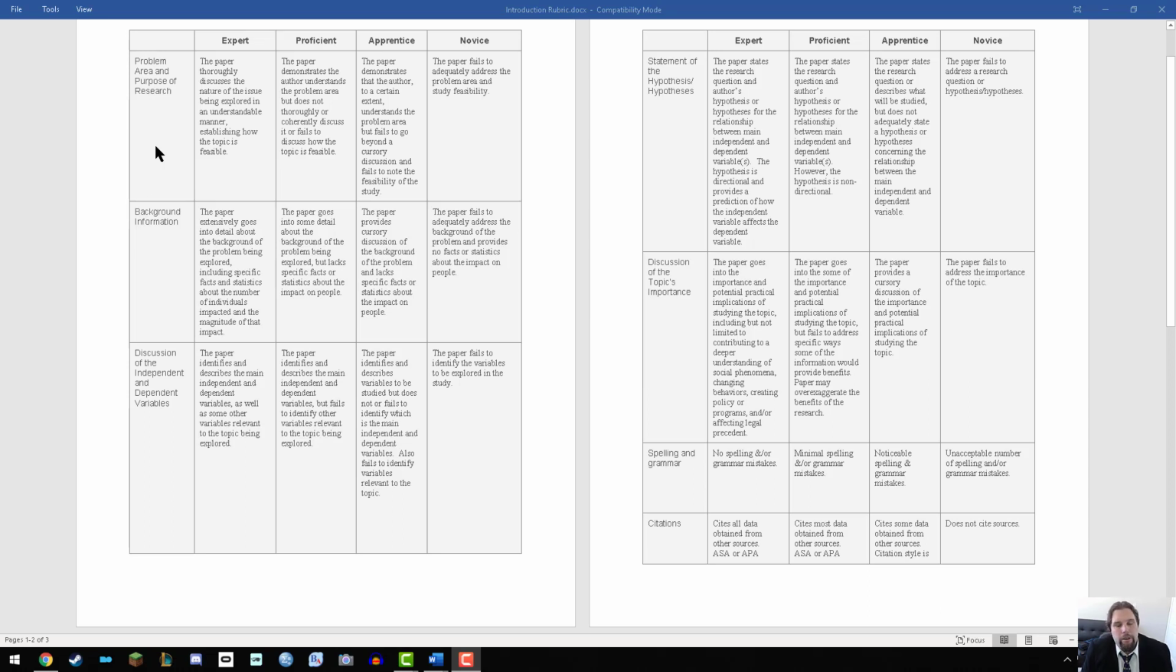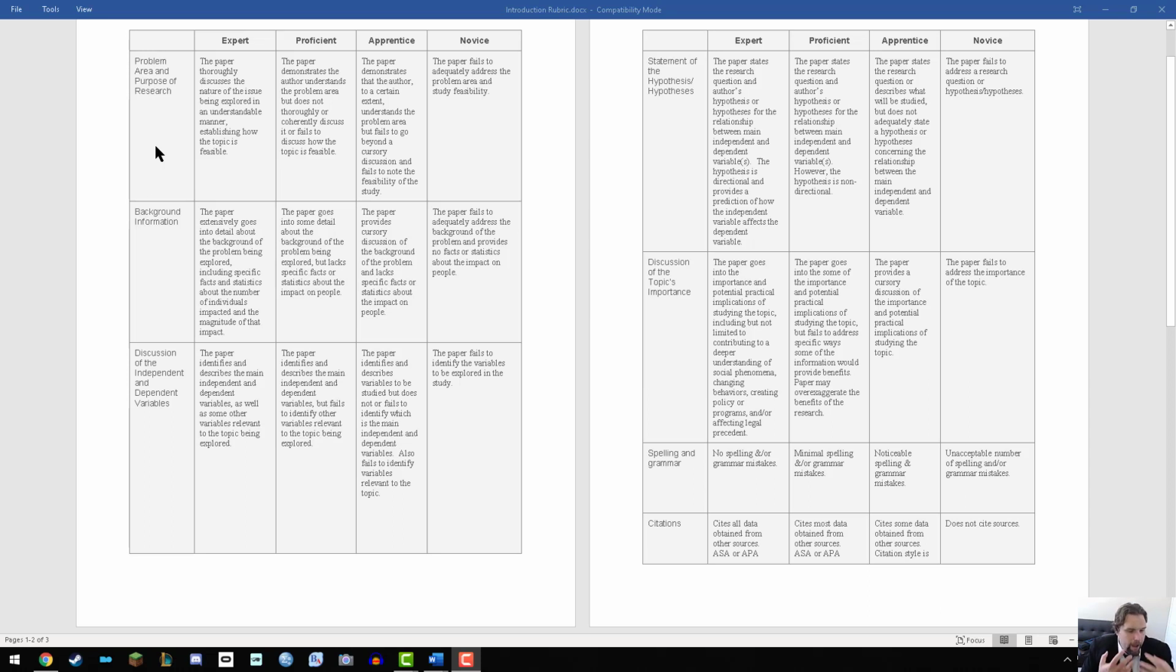So I'm just going to read the expert elements of these sorts of papers so that you can get an idea as to what goes into each of these sections. An expert paper would thoroughly discuss the nature of the issue being explored in an understandable manner and establish how the topic is feasible.